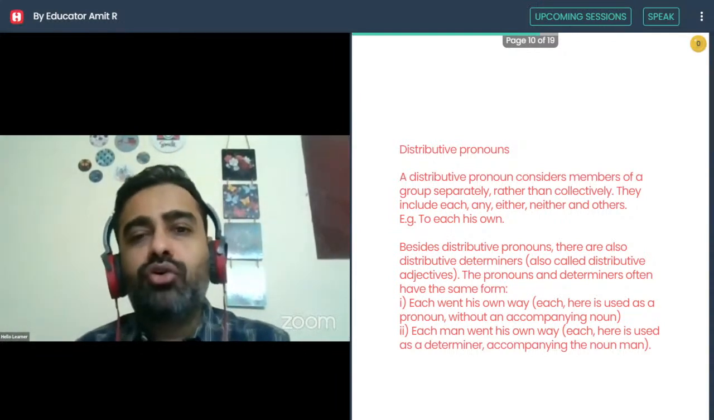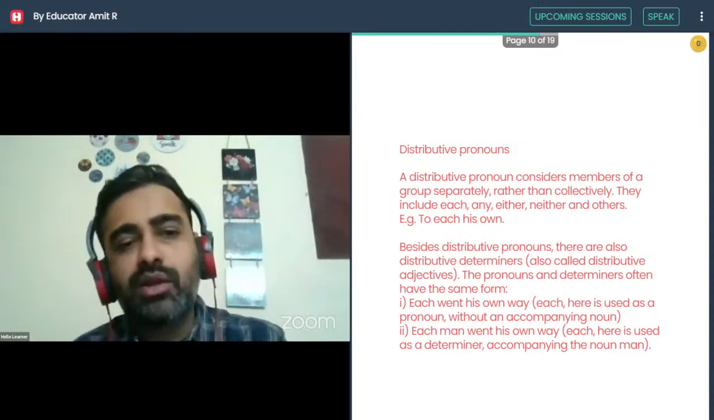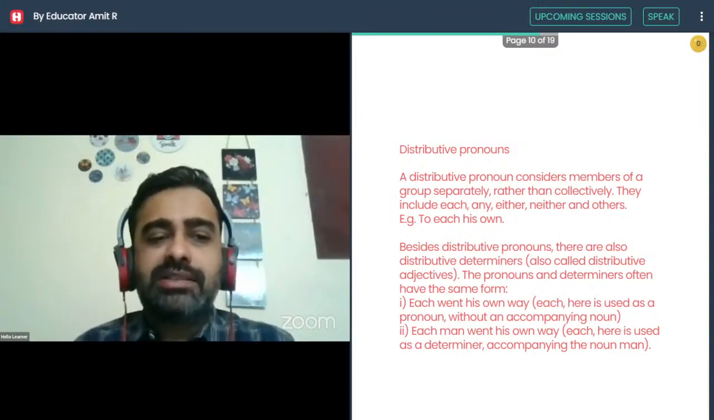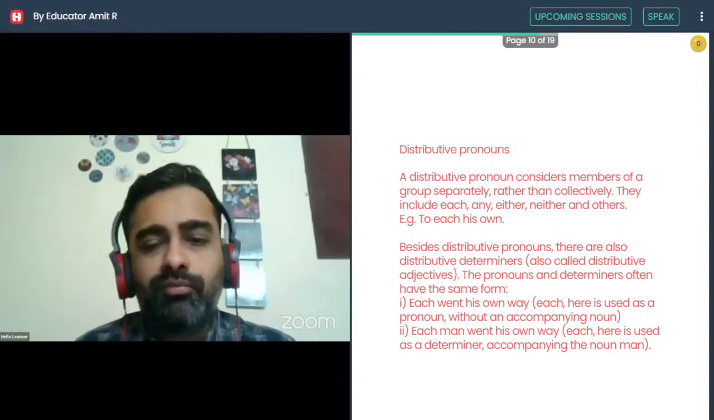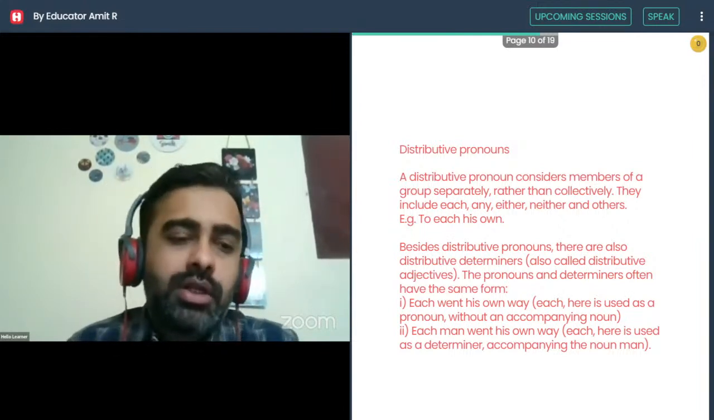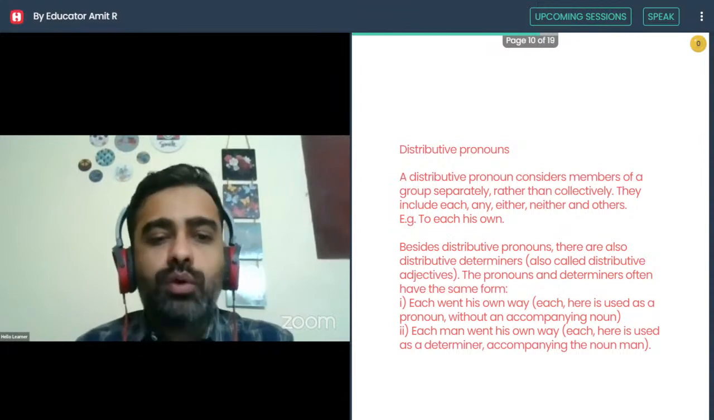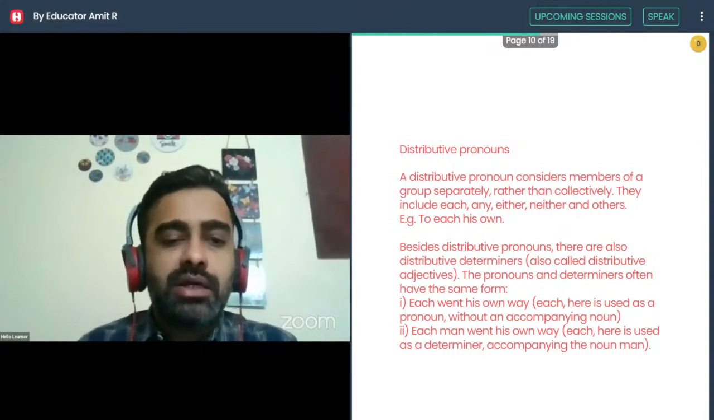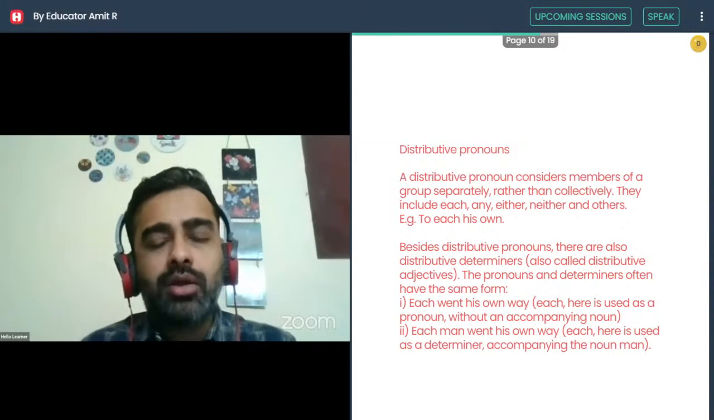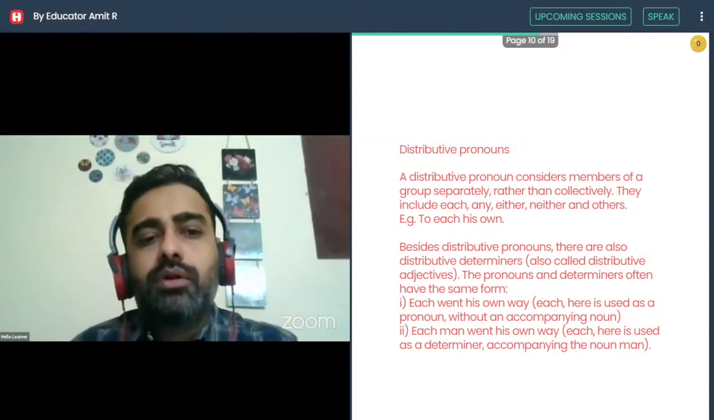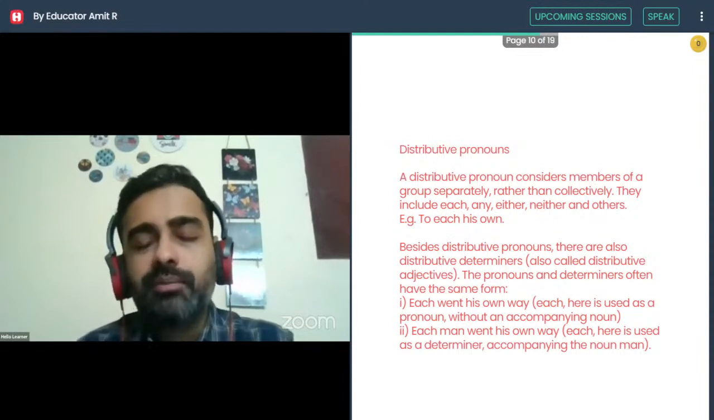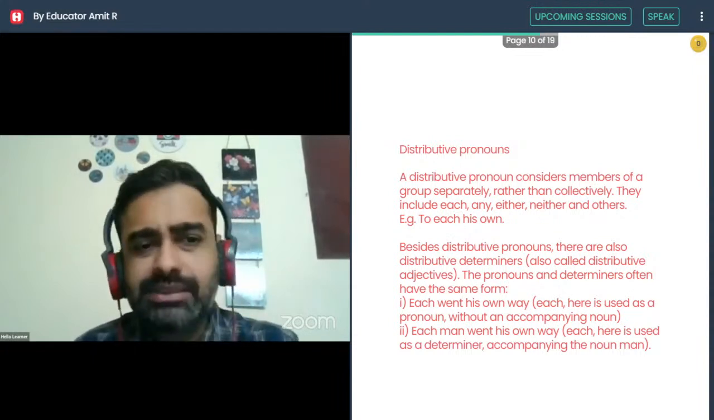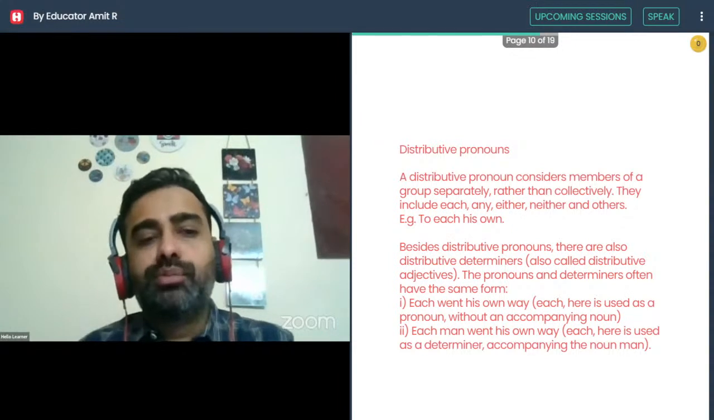And if in that group every individual went their own way, the simple way of saying that is each went his own way or her own way, whatever, if it's a group of guys or girls. Each man went his own way. Here, each is used as a determiner accompanying the noun man. You see the difference when you use the demonstratives and the determiner. That's the difference here. There are also distributive determiners.